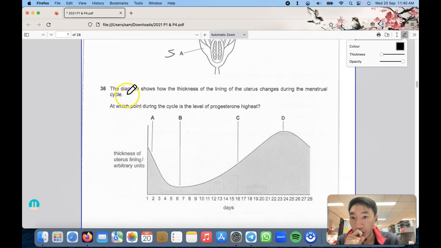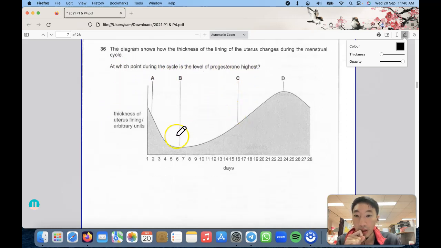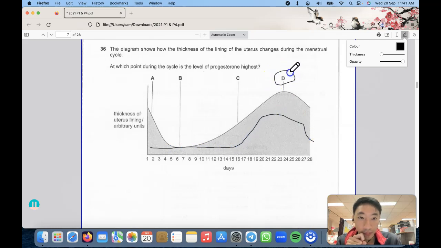The diagram shows how the thickness of the lining of the uterus changes during the menstrual cycle. At which point in the cycle is the level of progesterone the highest? Thickness of uterine lining in units, then days. We know that progesterone is relatively low at the start, and then it will increase at about day 18 onwards. So that's our progesterone. So the answer is D.